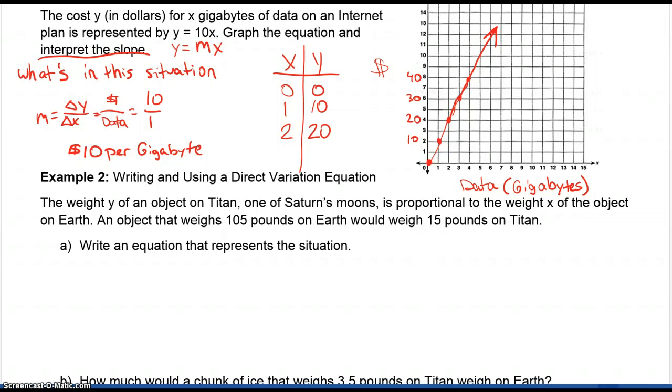We have to say what the slope means in this situation. Just telling me the slope is 10 is not enough. 10 what per what? So that's always going to be y-axis label over x-axis label. All right, let's go ahead and look at this next one.